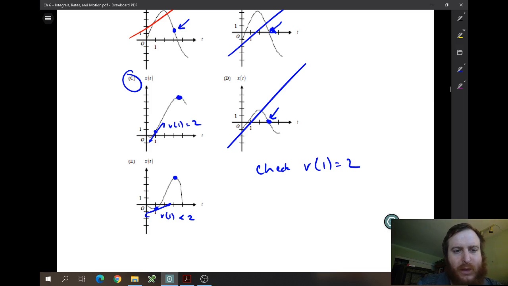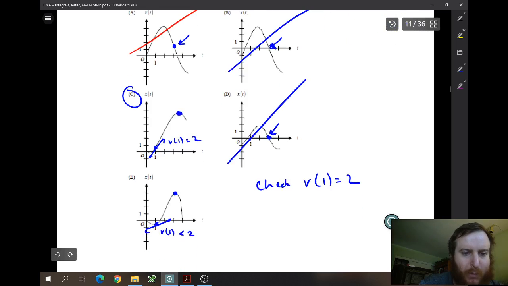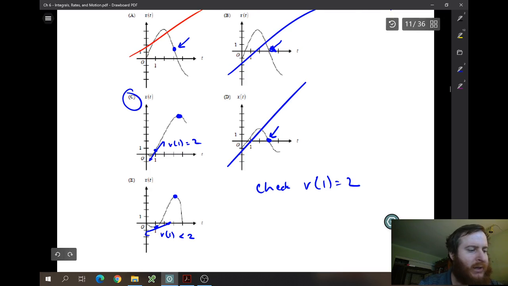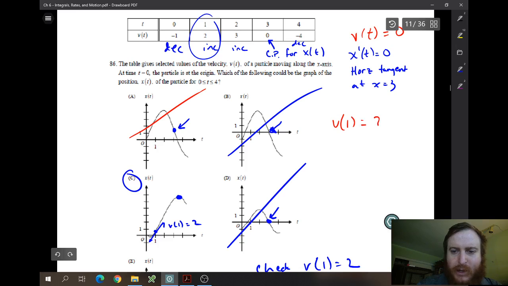So then from there, what I looked at is, okay, if velocity is negative, that means we're decreasing, then increasing, then increasing, then decreasing. But both graphs did that. They both decreased, then they increased, and then they decreased. Both of them did that. So now we have to pick between them. So what I did is I just chose one of the points. I ended up choosing time 1 because I thought that was easy, to realize, okay, v at time 1 has to equal 2.